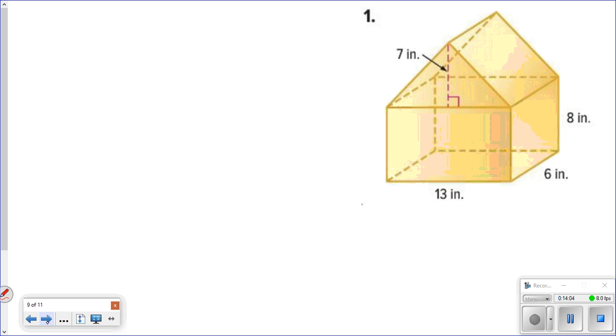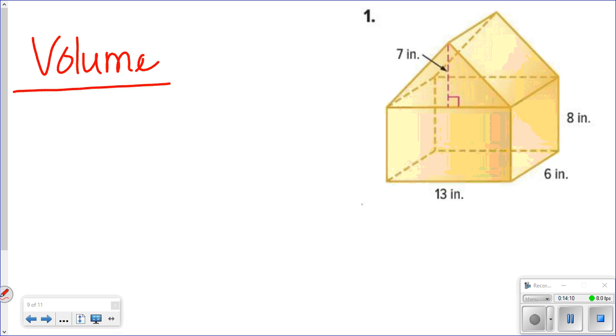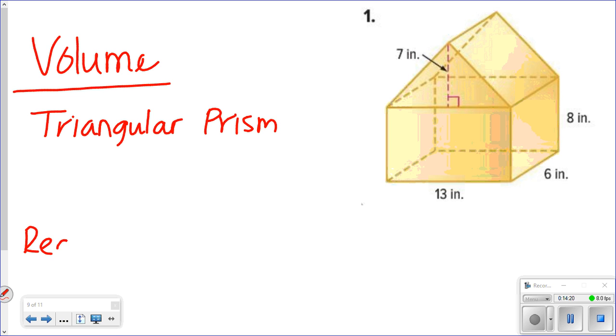Hold on. Let's write some things out. Volume. Okay, so I have two things here. I have a triangular prism and a rectangular prism. This is where people got confused.